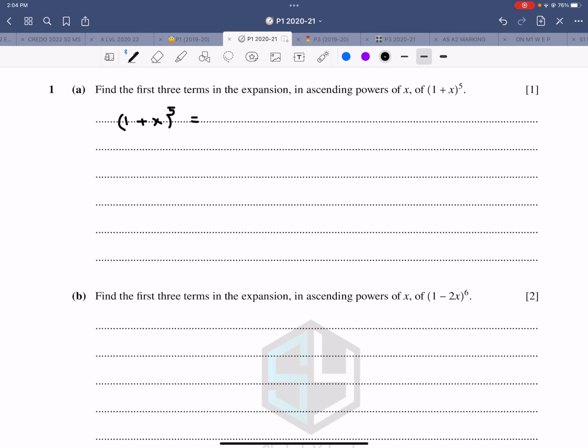The first term is 1. So this is 1, 5c1 x raised to the power of 1, 5c2 x raised to the power of 2, and so on. Let's simplify this: 1 plus 5x plus 10x square. These are the first three terms. 1 mark for this.